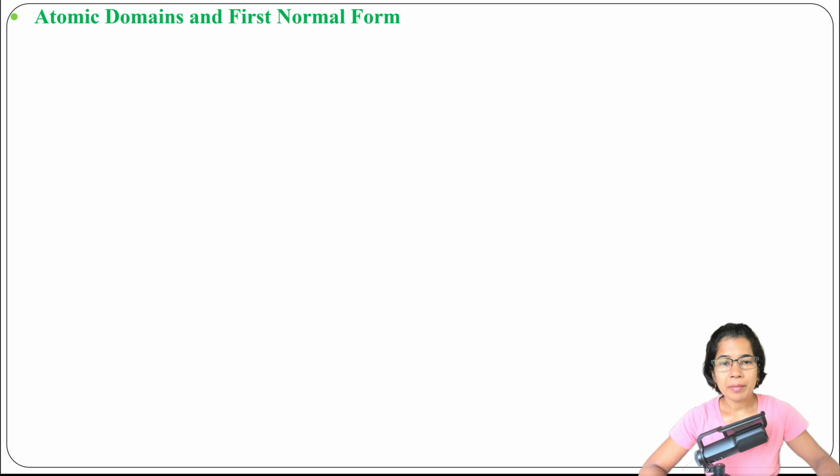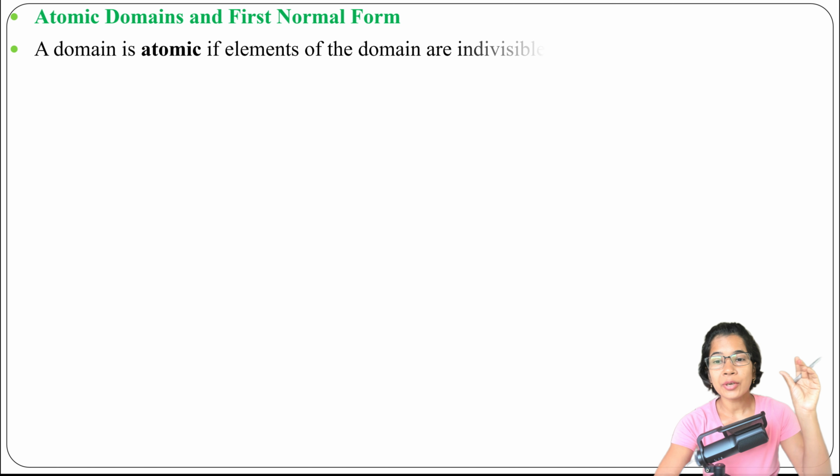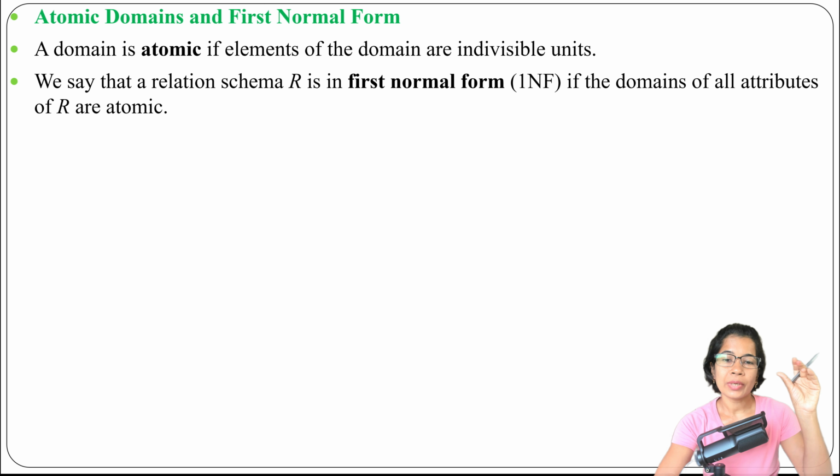A relation schema can be in first normal form if every attribute is atomic. What is atomic? Atomic means it should not be divisible. It should not be composite. It should not be a multi-valued or nested attribute. Then we can say it is an atomic attribute. A domain is atomic if elements of the domain are indivisible units. We should not be able to divide it. So you can say a relation schema R is in 1NF if the domains of all attributes of R are atomic.